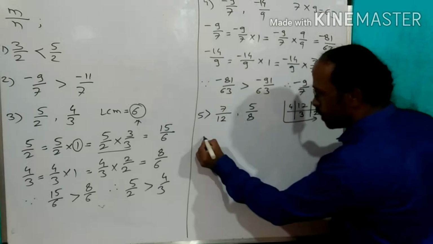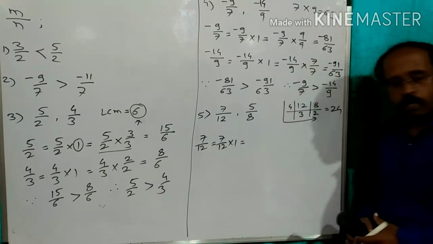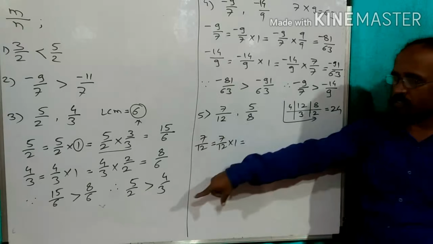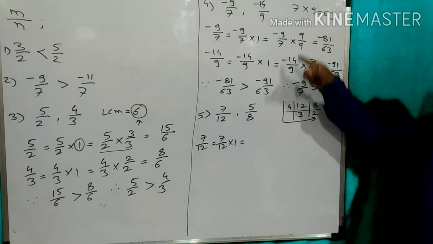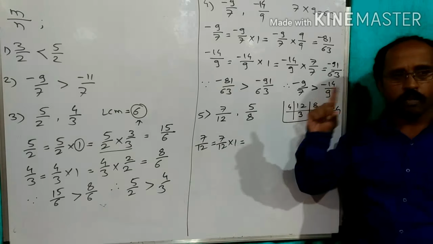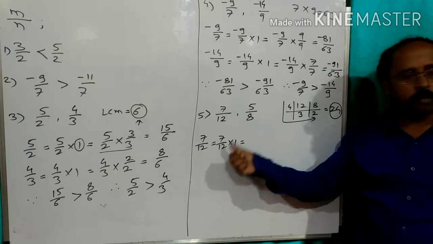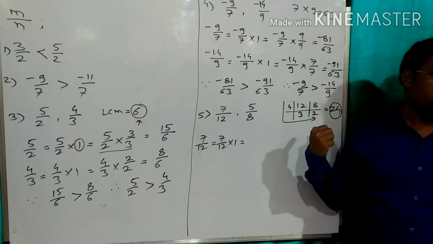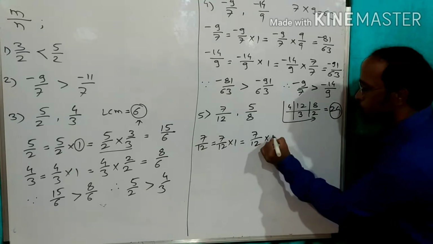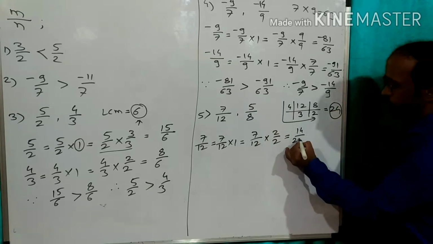Let's start. 7 upon 12 is equal to 7 upon 12 multiplied by 1, meaning we are not changing the value of the given number. Now this 1 can be replaced by any such number: 3 upon 3, 2 upon 2, 9 upon 9, 7 upon 7. So by which number do we replace it? We want our denominator to be 24. If we multiply 12 by 2, the answer is 24. So let's replace this 1 by 2 upon 2, and ultimately our answer is 14 upon 24.